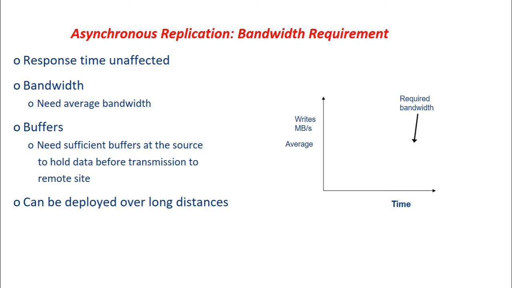Asynchronous remote replication can be deployed over long distances as well. There was a limit of 200 kilometers in case of synchronous remote replication. Here it can be deployed over longer distances, so asynchronous remote replication is preferred for distances beyond 200 kilometers. We have a graph here of bandwidth versus time. As we can see, we require the average bandwidth for a typical workload in asynchronous remote replication.